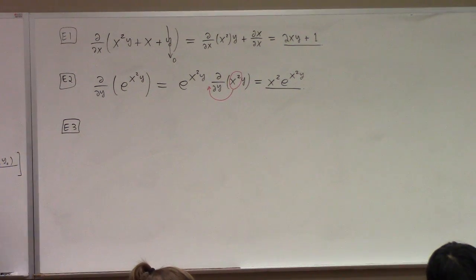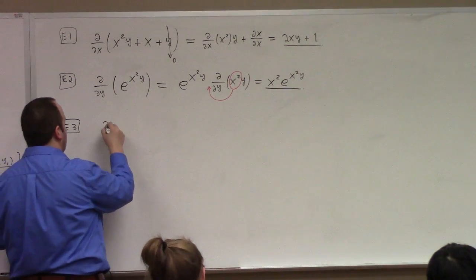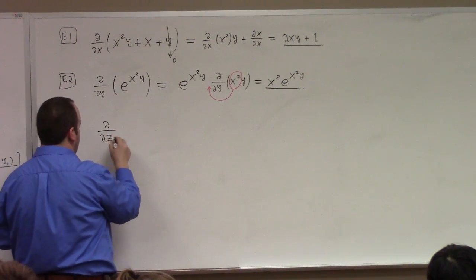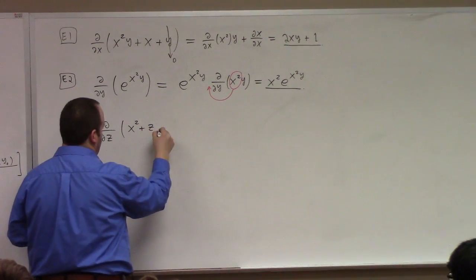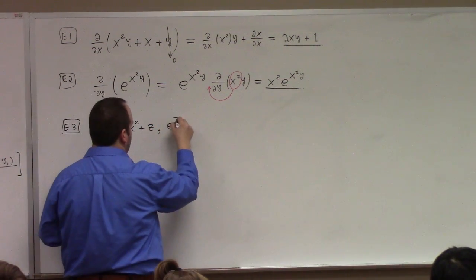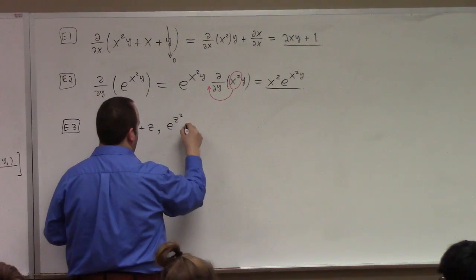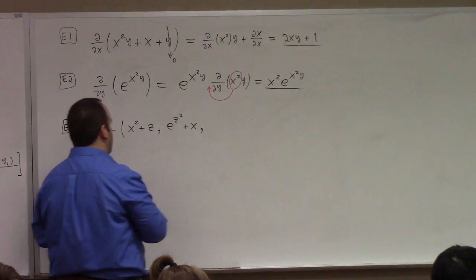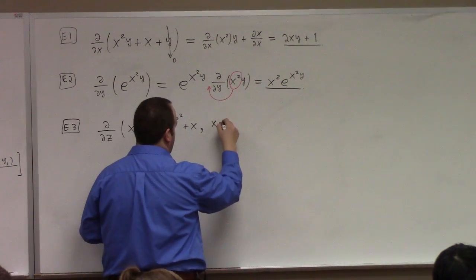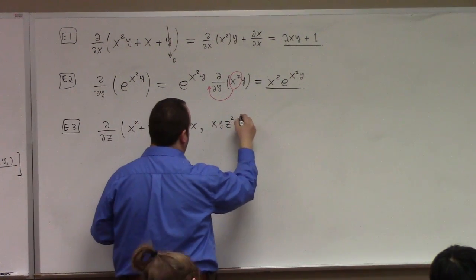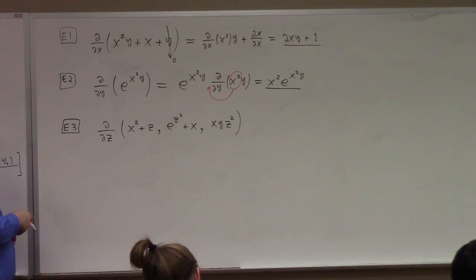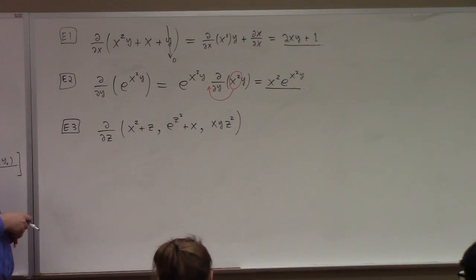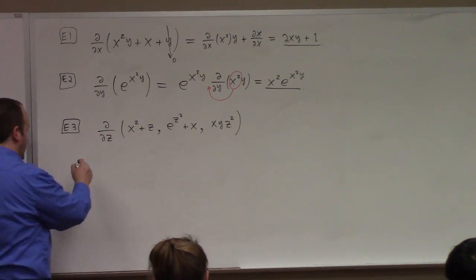Let's see here. What if we were going to differentiate with respect to z a vector of things? X squared plus z, comma, e to the z squared plus x. And let's see here. How about x, y, z squared? So you're like, I don't know how to partially differentiate a vector of things. Yes, you do. In Calculus 3, you calculate these things, remember?